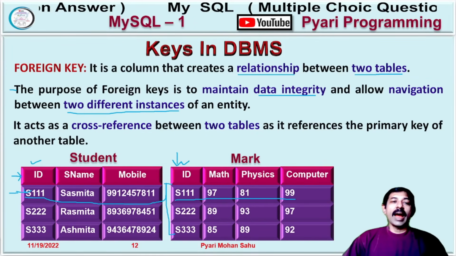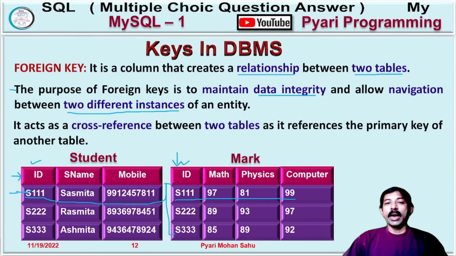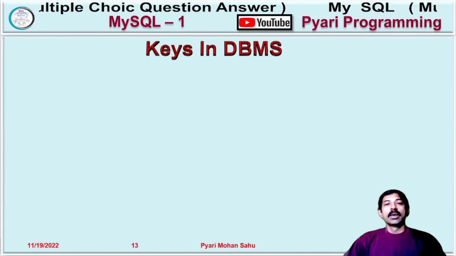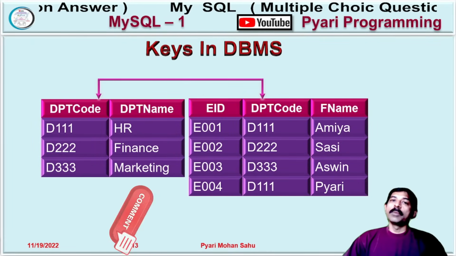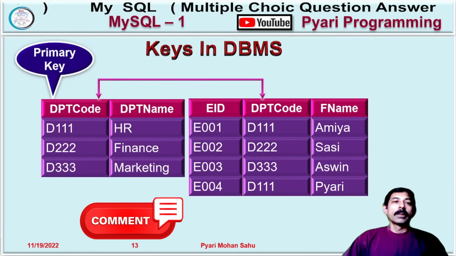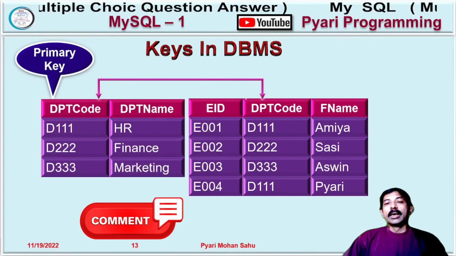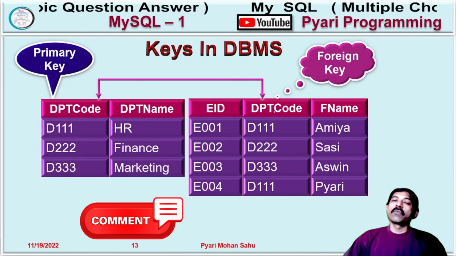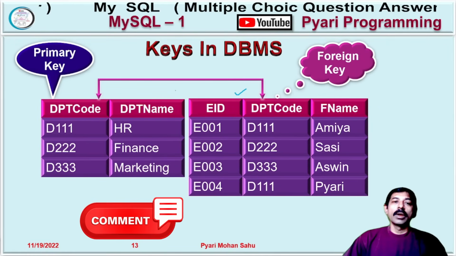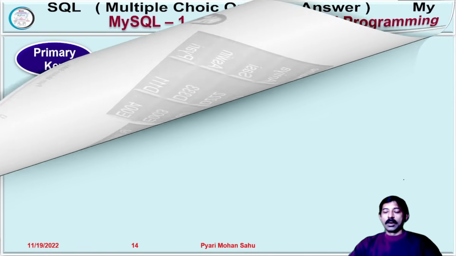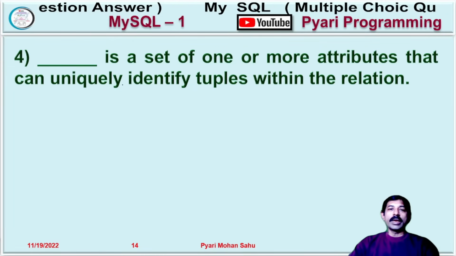The last point says that they act as a cross reference. Obviously there is a cross reference between your primary key and foreign key between the two tables. Now let's see one more example. In this, the department code is available in both the tables. The primary key is your department code from the department table and DPT code is your foreign key in your employee table. So I am treating this one as an employee table and this one as your department table.